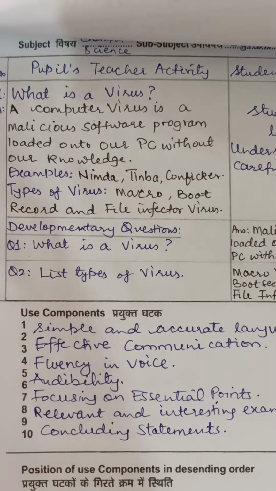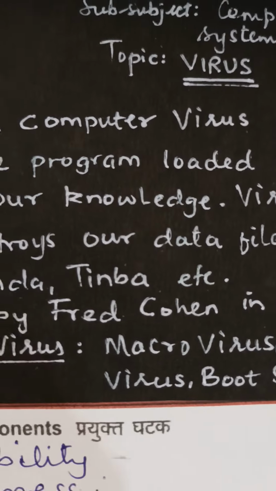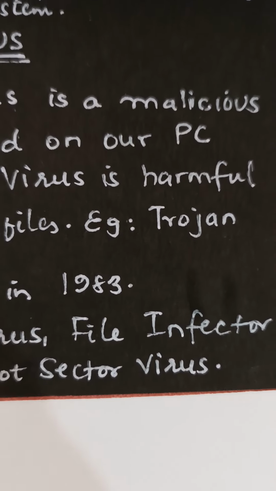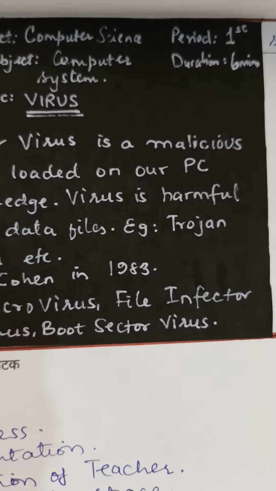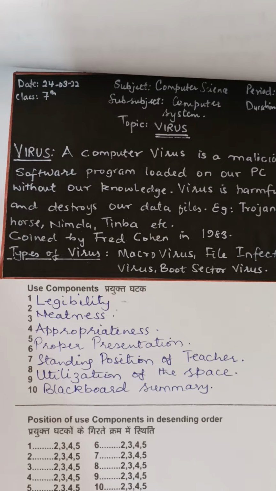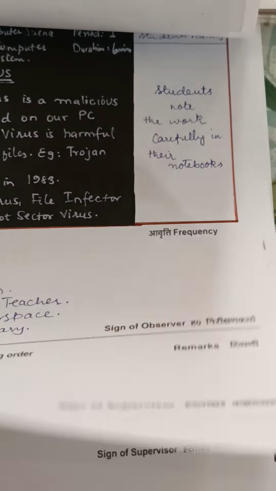The third skill is our blackboard skill. Yes, after we have explained, we put it on the board so that the students can note it carefully into their notebooks. Okay, we are going to give the definition of a virus, the examples of a virus, and the word virus was coined by Fred Cohen in 1983. This was the first time that this word virus was first coined. And then these are our components that are used.